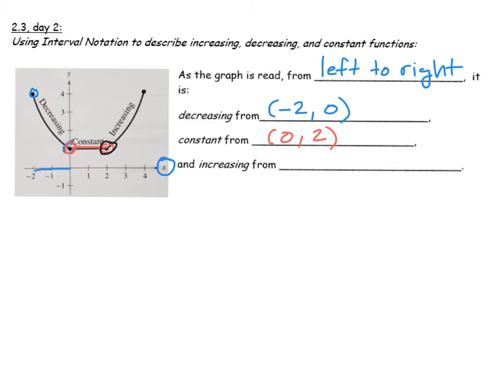And then here to here, right, which looks like 2 to 4, we would call that graph increasing. Okay? Left to right, looking at the x-axis. Okay? Is how we go about stating where it's increasing, decreasing, or constant. Let's look at a few more.